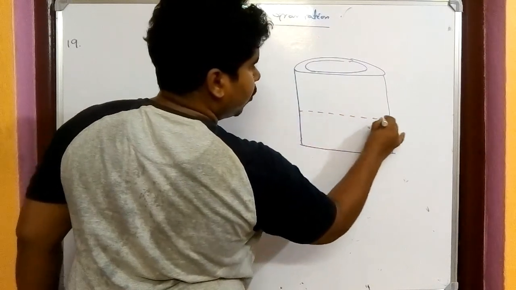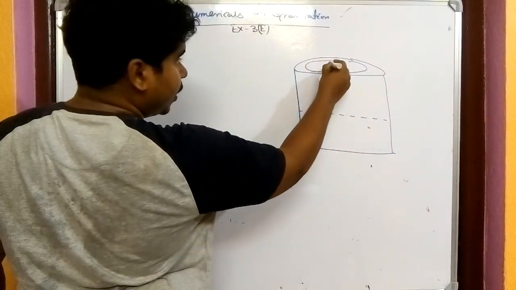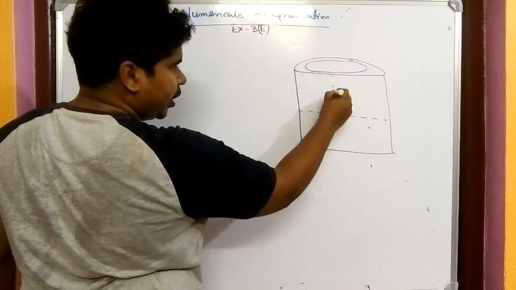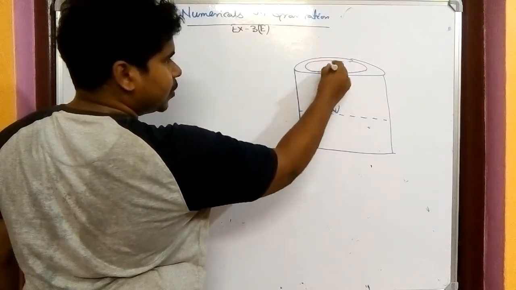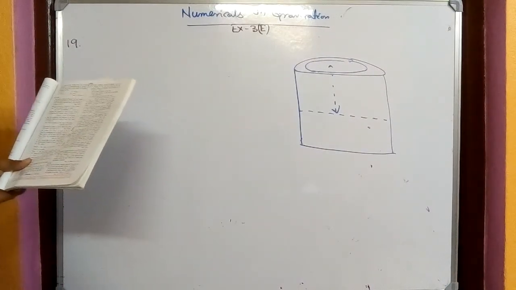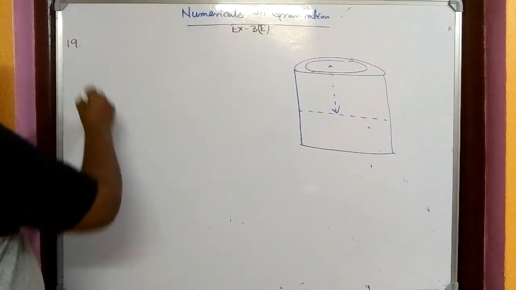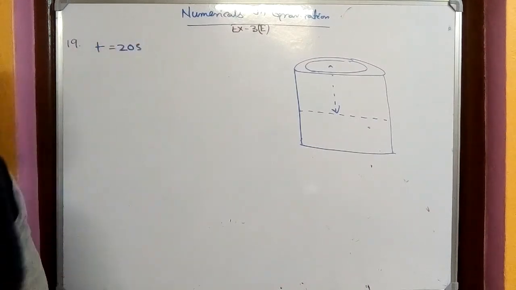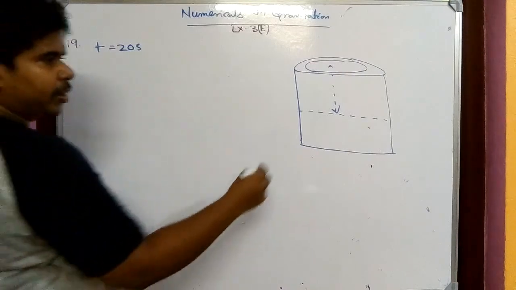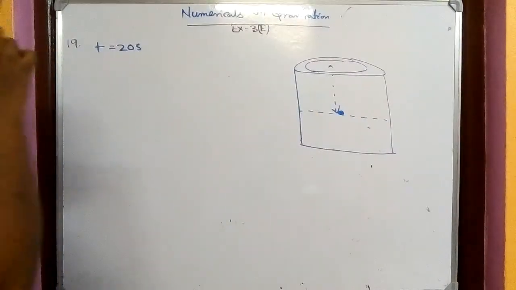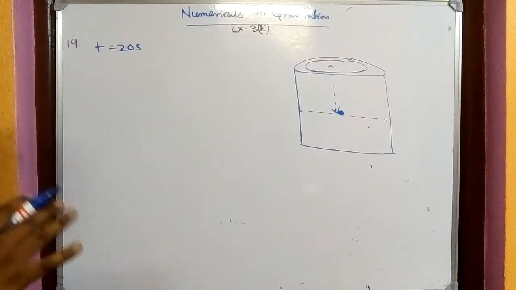This is the level of water. A stone is just left from the top, so it is coming downward. So what does it say? It takes 20 seconds to reach the level of the water. So whenever it reaches the level of the water, it will take 20 seconds.